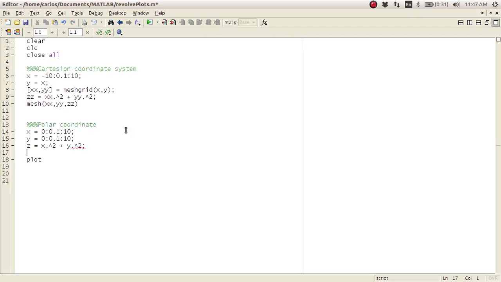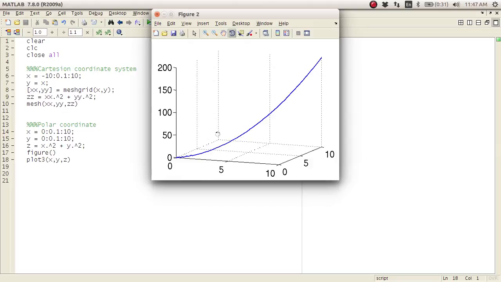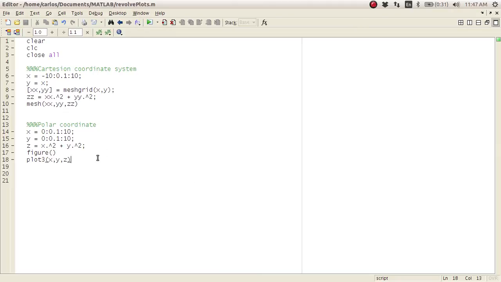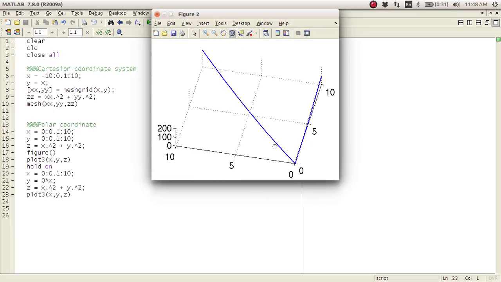I'm going to drop a figure down and do plot3(x, y, z) like that. Now notice that I just have this one curve here. So what if I plot another curve on here? What if I do hold on, and make x go from 0.1 to 10, but make y just 0, and then z is x.^2 plus y.^2, and then plot3(x, y, z) again. And now I've got this curve here, right?